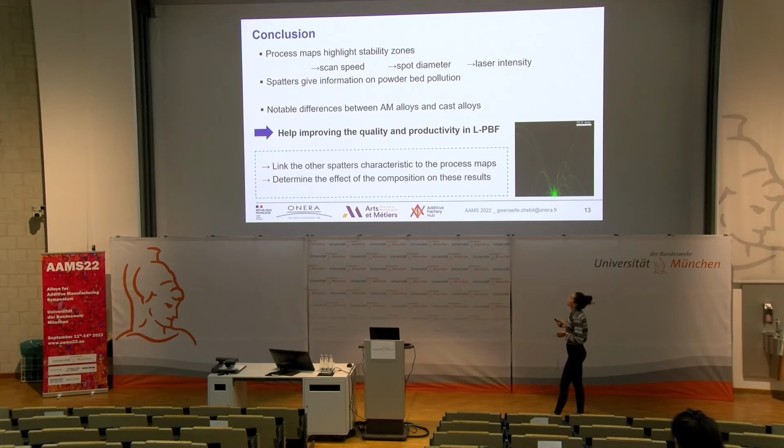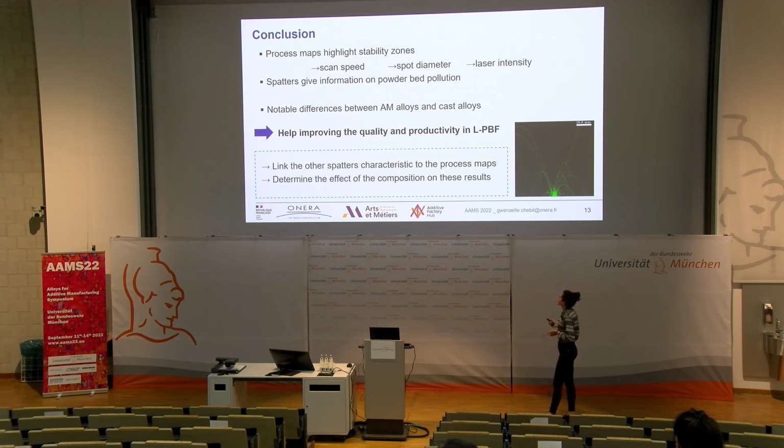We can also see that the spatter gives information on powder bed pollution, and we try to correlate that with the stability maps to see the effect, and we've seen notable differences between AM alloys and cast alloy. So basically all of that could help improve the understanding of the process, and thus further in the work we could try to improve the quality and the productivity in LPBF regarding those process maps and those pattern analyses.